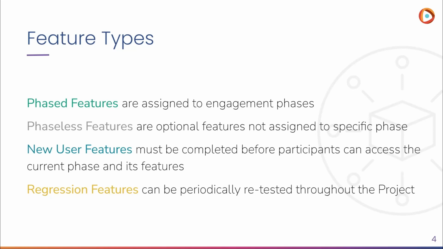And finally, we have our regression features. And regression features can be periodically retested throughout the project. So let's say you have something like battery life. You want to see how the battery life is going to perform throughout the project. You can assign that as a regression feature. You can test it in your first week of testing. So let's say it's basic usage.